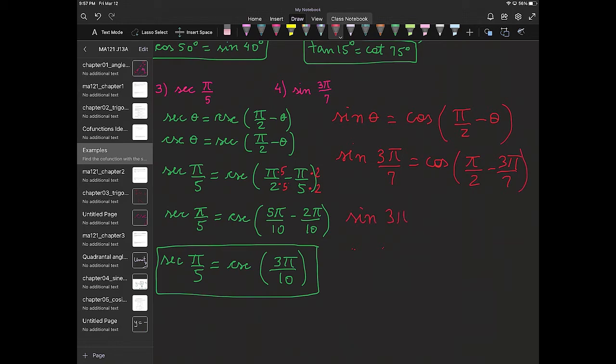Now, doing the subtraction of the two fractions, we need the LCD, which is 14. So we're going to multiply the first fraction by 7, top and bottom, and the second fraction by 2, top and bottom. What we have now is 7 pi divided by 14 minus 6 pi divided by 14. Because both fractions have the same denominator, we keep the denominator and do the subtraction in the numerators. So this is cosine of 7 pi minus 6 pi, which is pi, so we have pi over 14.